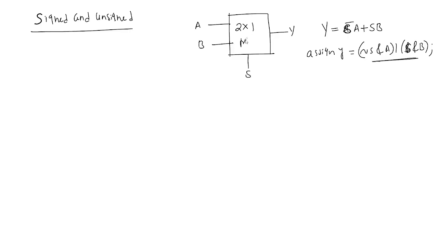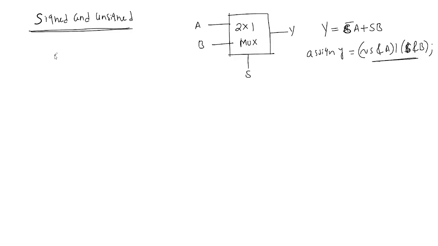2 cross 1 mux, 4 cross 1 mux, and 1 cross 2 demux, 1 cross 4 demux, like that. You can try all of them. If you are getting any problem or doubt during data flow modeling, please ask me and I will clarify your doubt. Next, we'll go for signed and unsigned numbers.